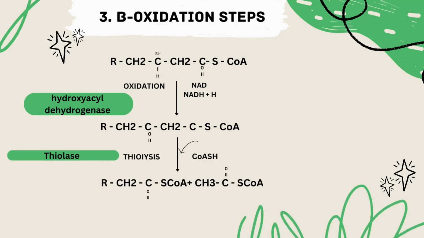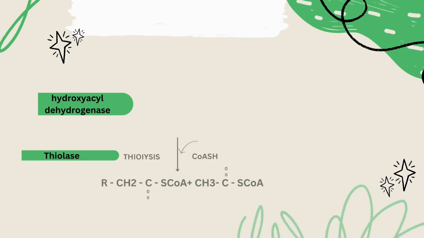After our oxidation, now we're going to undergo thiolysis. That means we're going to add a CoA, which is a coenzyme, to break apart the acetyl-CoA and leave a remaining fatty acyl-CoA, by the enzyme thiolase. We know that acetyl-CoA can go into the TCA cycle and, just like in glycolysis, yield energy. Our remaining fatty acyl-CoA we're going to break down into acetyl-CoA.